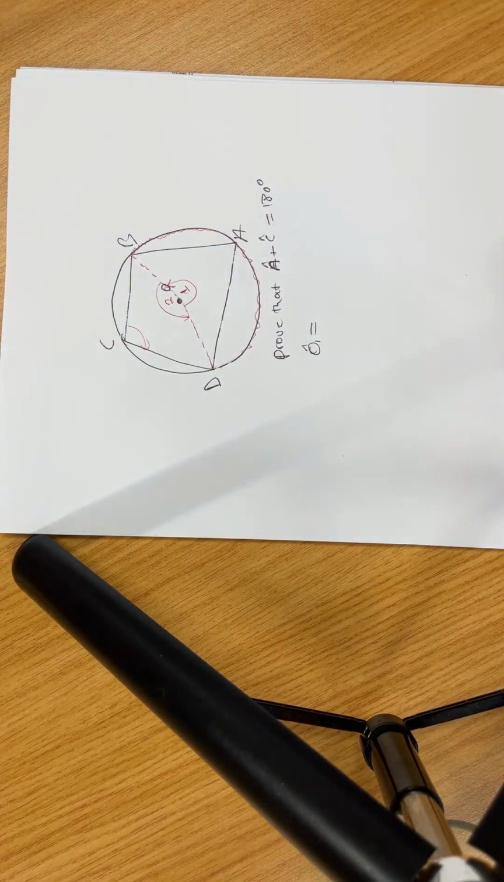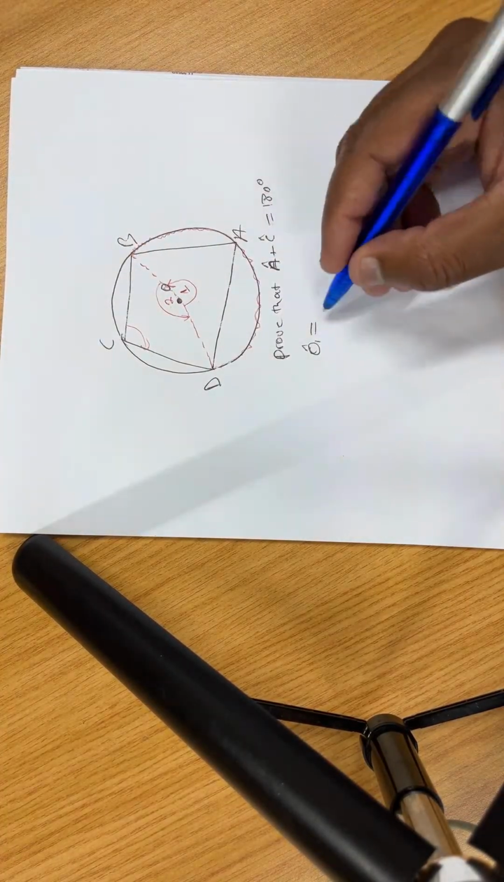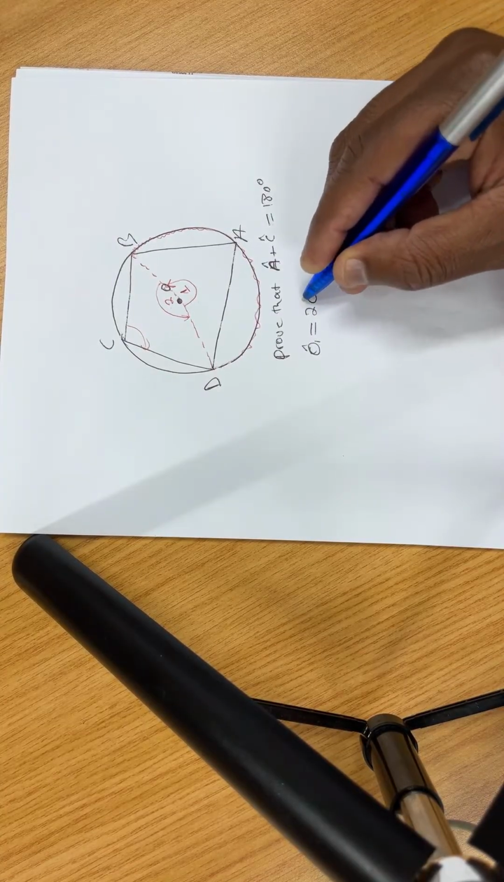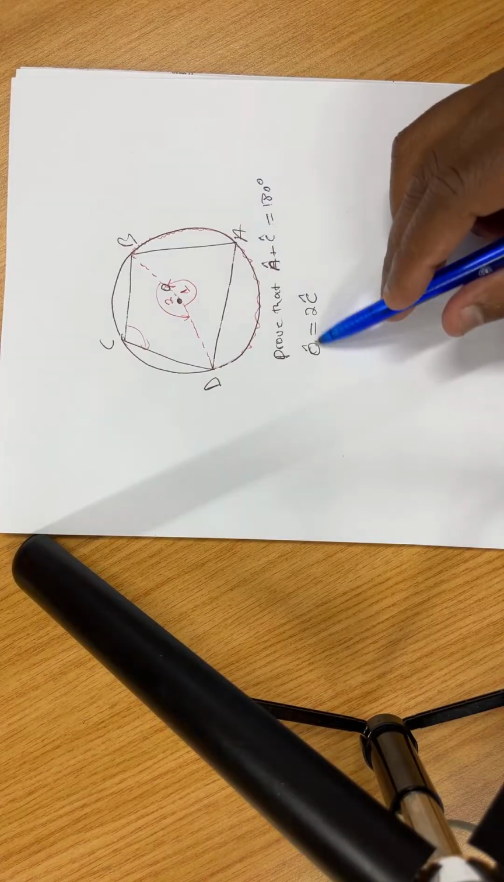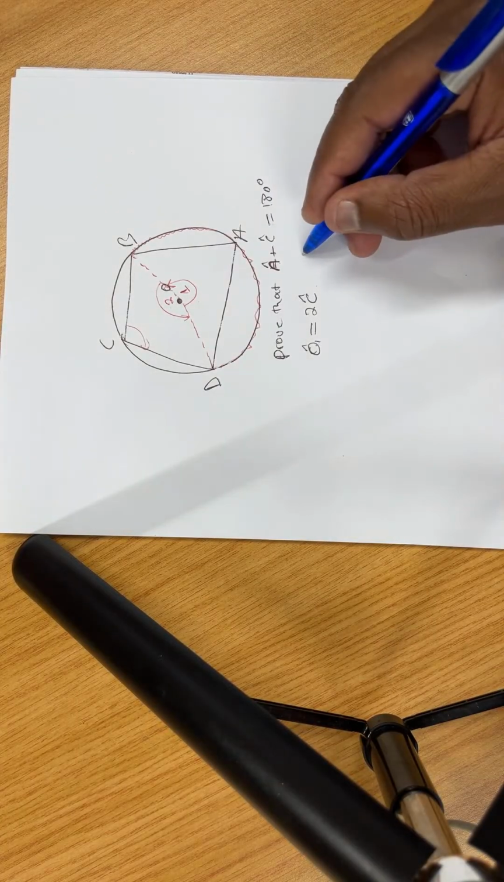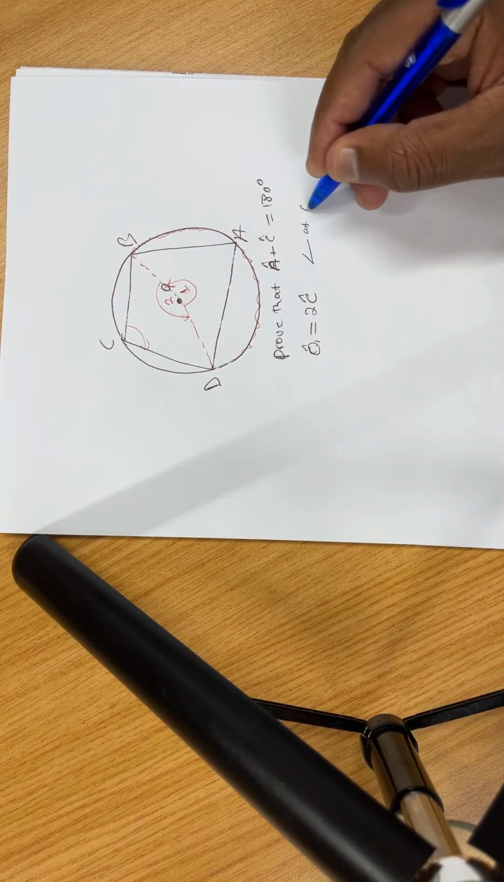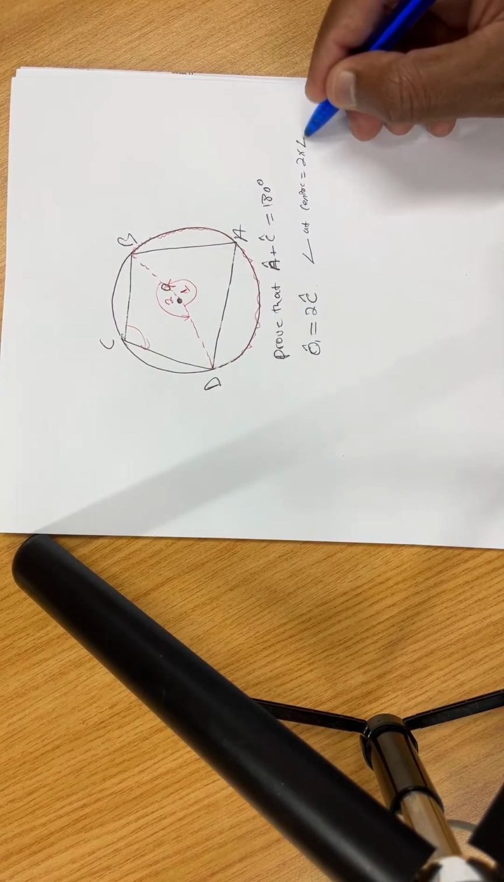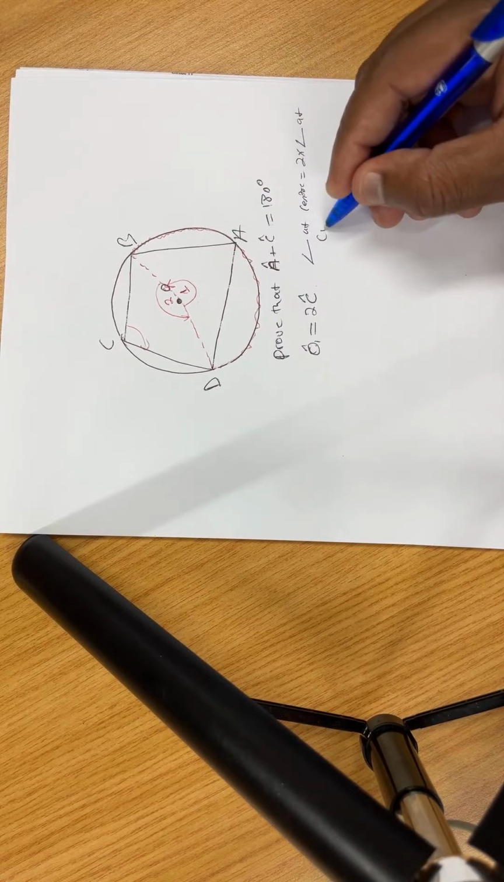Okay, so here angle O1 is equal to 2 times angle C. Why do you say this? Angle at the center is equal to 2 times angle at the circumference.